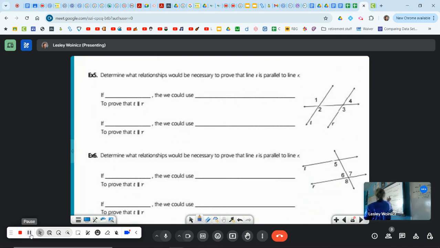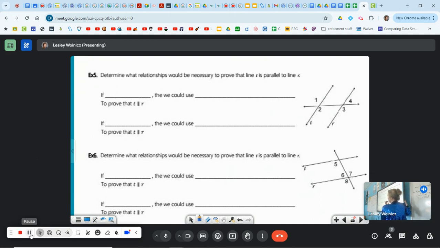So for these, we have to figure out what relationships would be necessary to prove that the line T is parallel to line R. So if we're trying to use angle relationships to prove lines parallel, we're using the converses. Okay? So the converses are what we use to prove that lines are parallel.